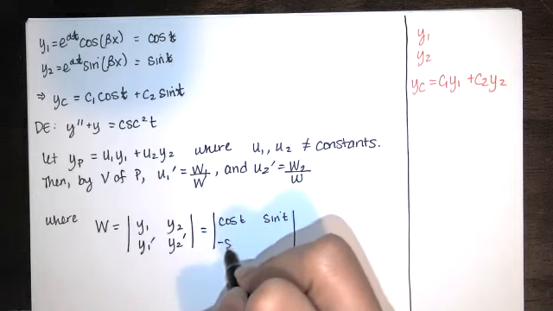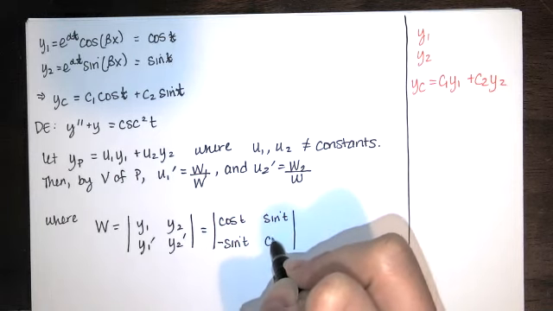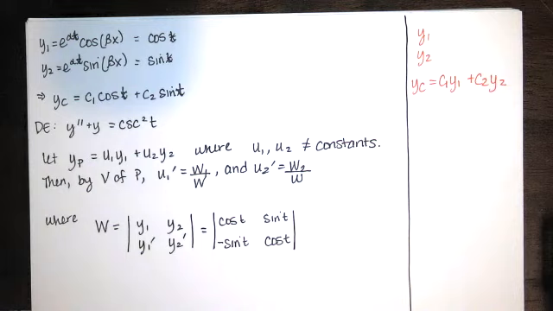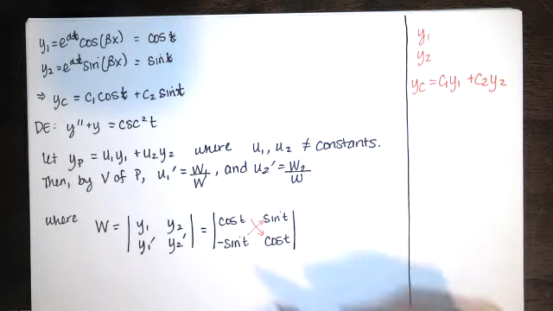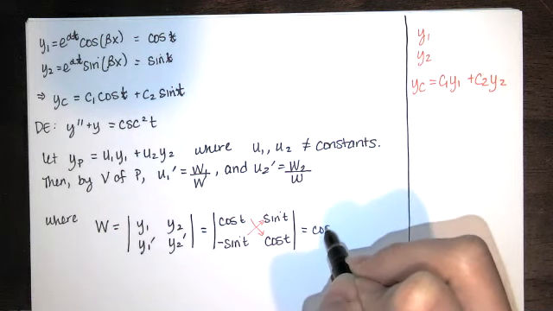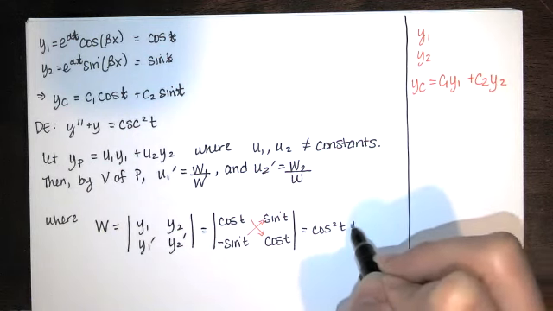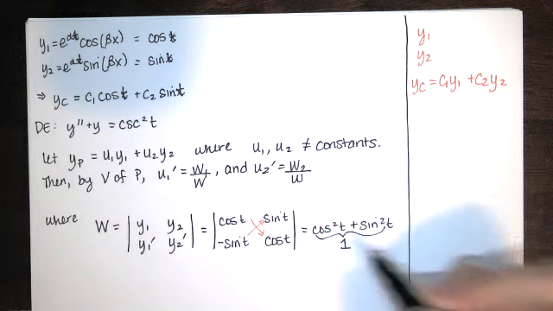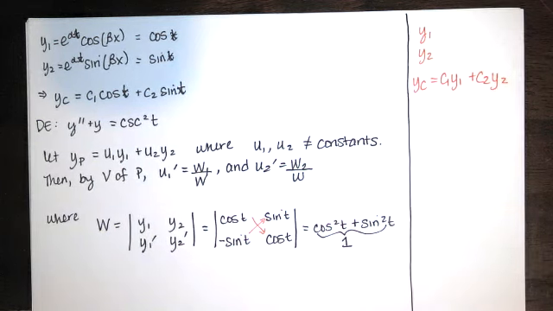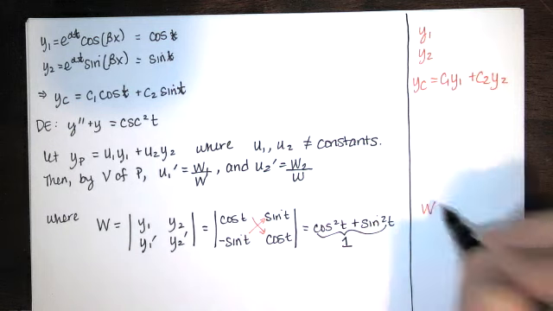Derivative of cosine of t is negative sine of t. The derivative of sine of t is cosine of t. So we're going to multiply across this diagonal and that diagonal and subtract. So we'll have cosine squared t minus a negative. That's going to be plus sine squared t. Sine squared plus cosine squared is 1. So we've got our w.